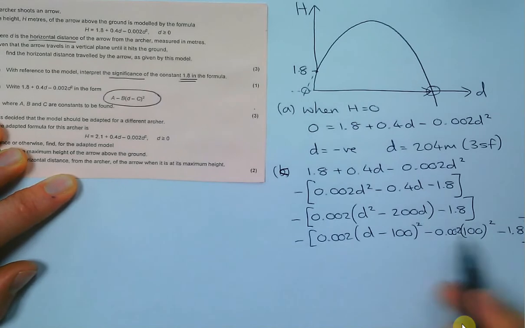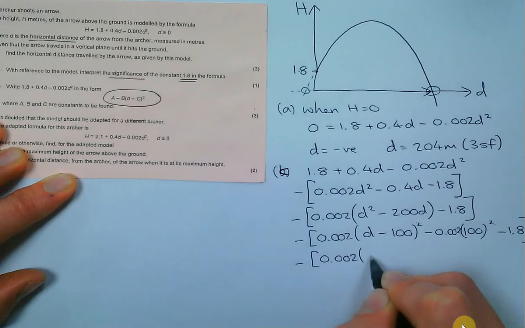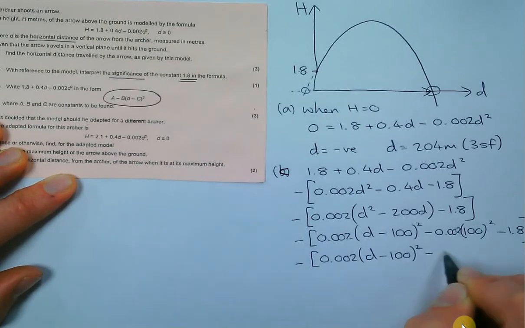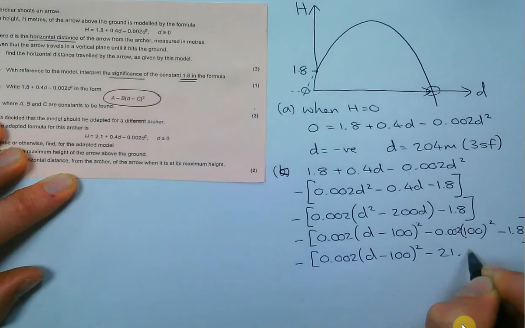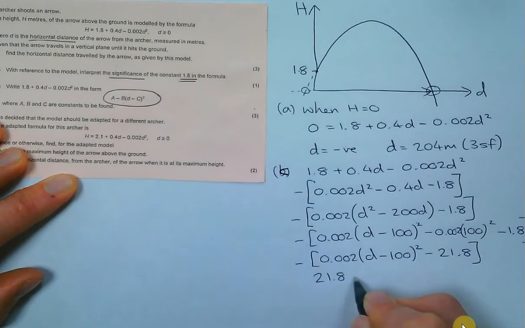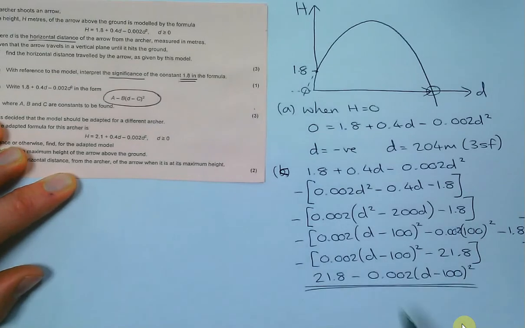So let's tidy this up. You can just type that into your friend. That's what I call a calculator, your friend. A bit weird, I know, but that's what I do. 21.8. And now all that's left to do is multiply throughout by minus 1. So we get 21.8 minus 0.002 d minus 100 squared. Like I just said, if you've done it a slightly different method, just check your answer there.